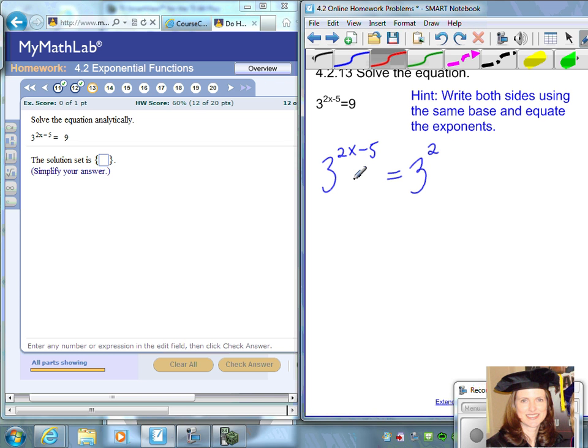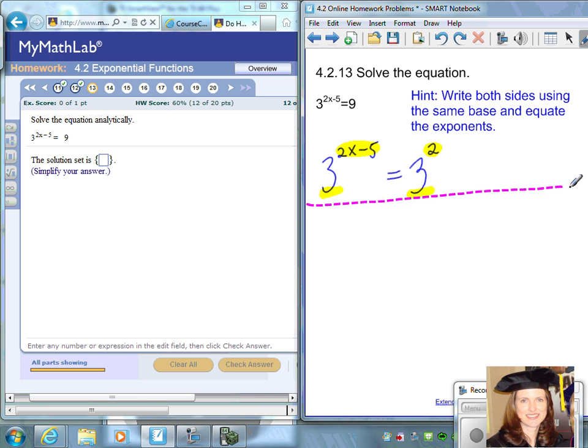Okay, so since the left side base is 3 and the right side base is 3, then the exponent on the left has to equal the exponent on the right. So you can drop the bases and write this new equation that sets the exponent on the left, 2x minus 5, equal to the exponent on the right. Now you can solve this for x.